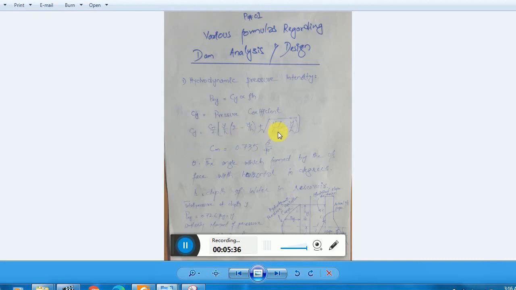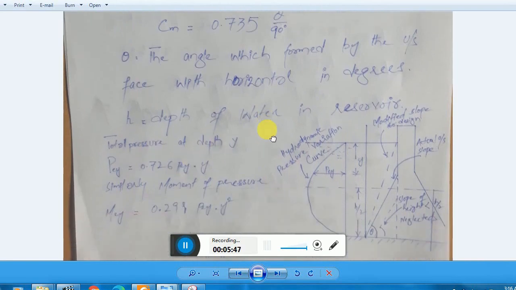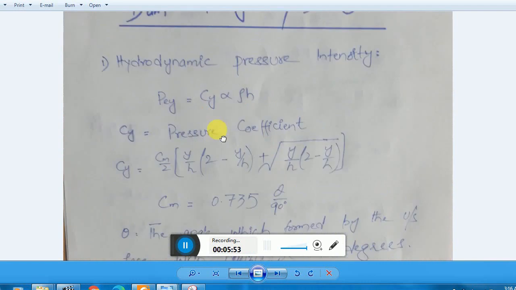Okay. And then you need to determine what? Then you need to determine PEY, that is the total pressure at this depth. That is pressure intensity, total pressure. This is total pressure, not that one. This is pressure intensity.